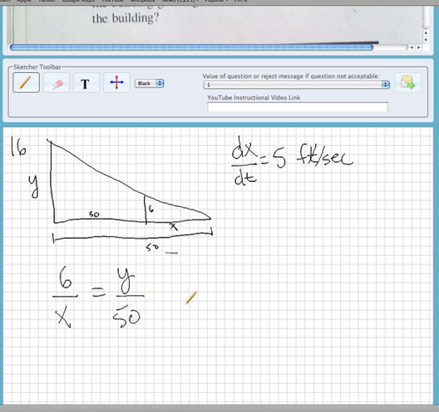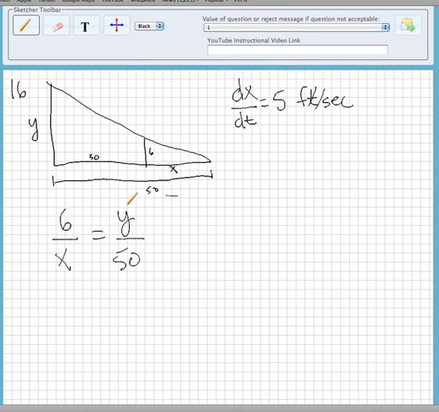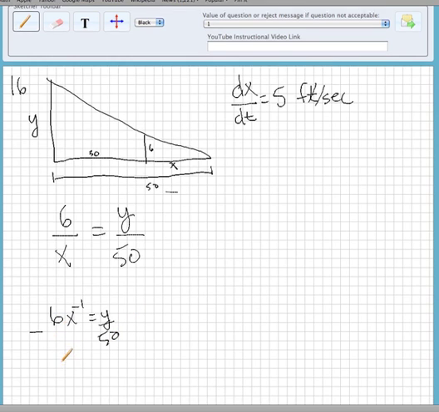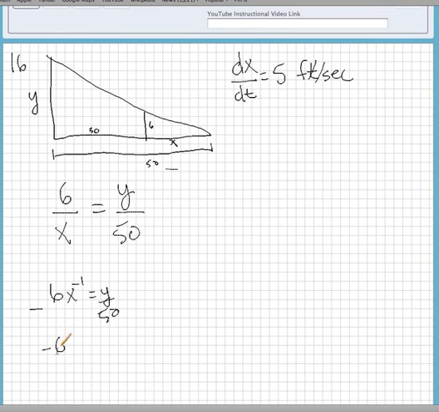And then from here, we're going to take the derivative of both sides with respect to t. We'll make it a little bit easier to see, so we're going to rewrite this like this. So the derivative of that is going to be negative 6, and it's going to be x to the negative 2, so we'll just say x squared on the bottom.